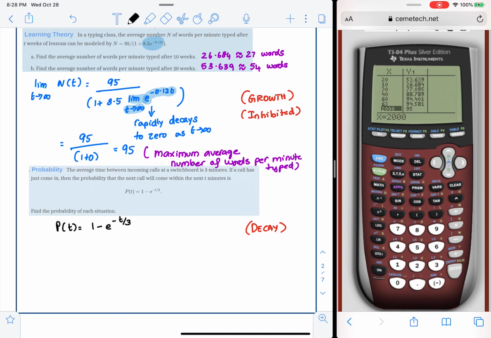So we want to find the probability of the following situations. The first one: what is the probability that we would get a call in the next 5 minutes?